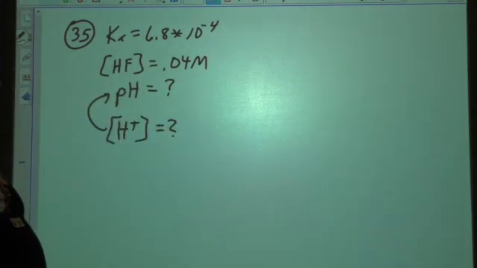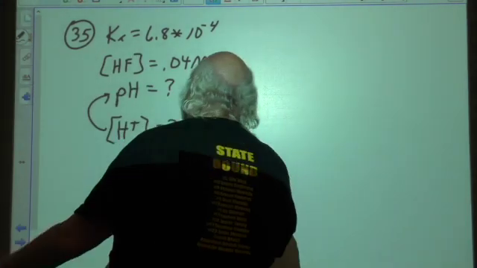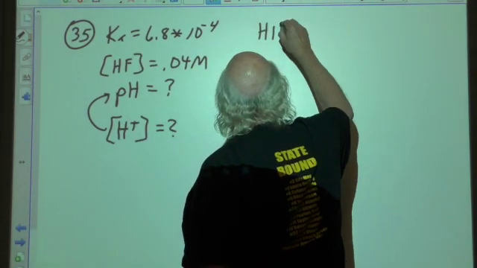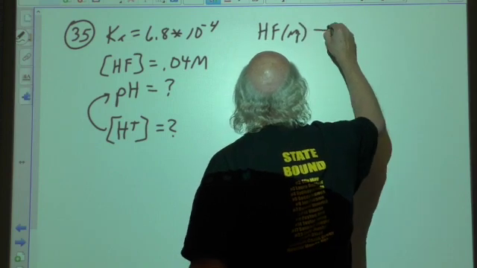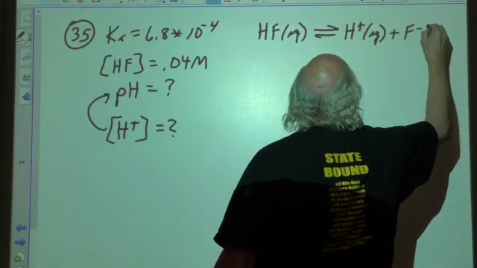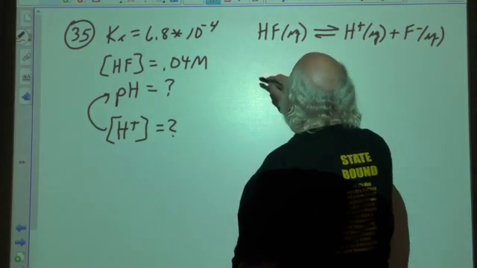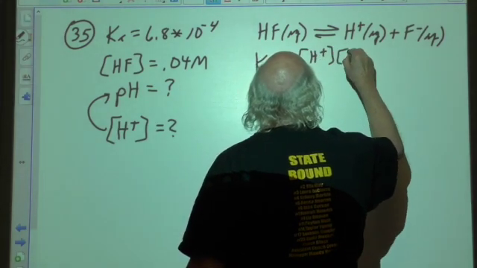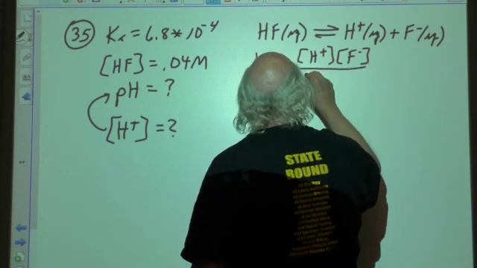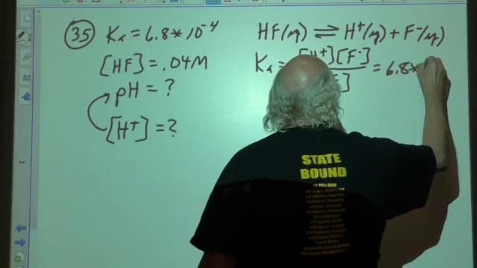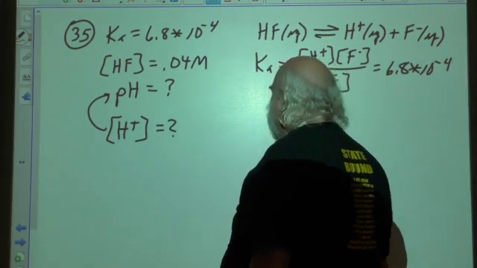Well, this is actually a kind of an easier problem. The other two we just did. So let's just go ahead and go right to, well, I'll use HF. So let's just stick with HF. So HF aqueous, double arrow, H positive aqueous, plus F negative aqueous. Okay, so Ka is concentration of H positive times concentration of F negative over the concentration of HF, and that equals 6.8 times 10 to the negative 4.